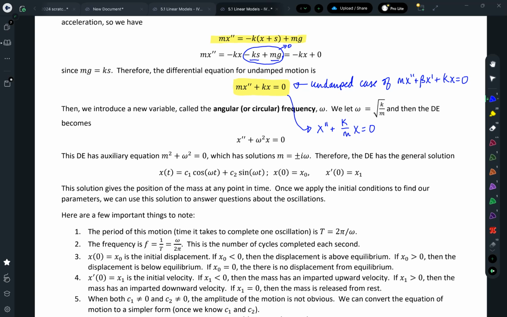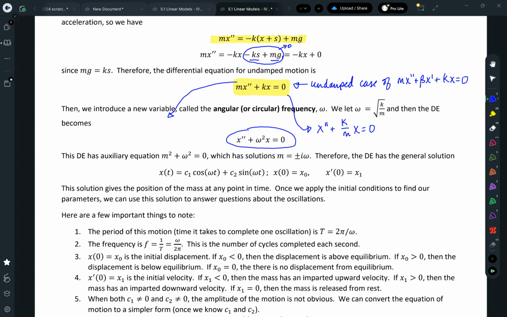So we just have x double prime plus k over m times x is equal to 0. And then what they say is omega squared will equal k over m. So that's why omega is the square root of k over m. And so then they're treating the differential equation to be in this form, x double prime plus omega squared x equals 0. And then the auxiliary equation would be m squared plus omega squared equals 0, and that would have complex solutions.